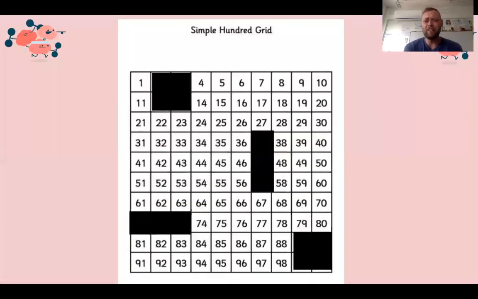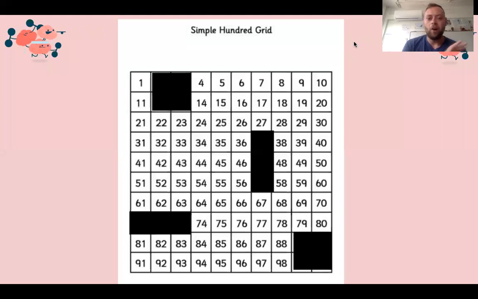I was really annoyed, okay? I had a 100 square from 1 to 100. But for some reason, when I copied it over, there were missing numbers. So I'm going to pause the video now, and you are going to see if you can work out what numbers are missing. Ready? Pause and go.